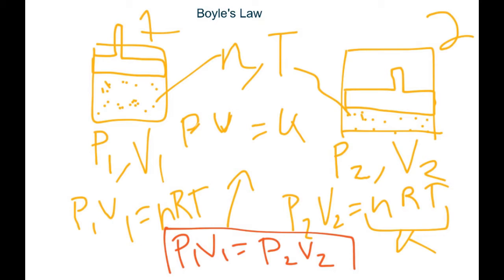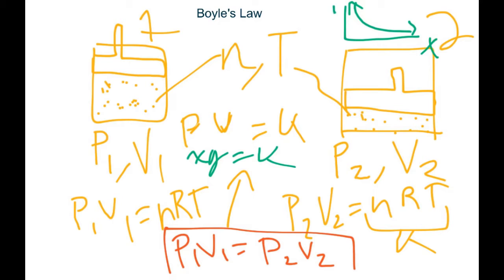And this leads us to something very special. The form PV equals K is similar to the form XY equals K. And if you remember from your math class, if you multiply X and Y together to get a constant K, it forms a graph that looks like this, where the curve is asymptotic to the x-axis and the y-axis, which means that it won't touch it, but it'll get super close to it.